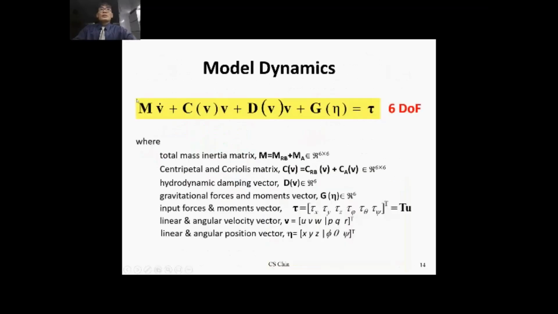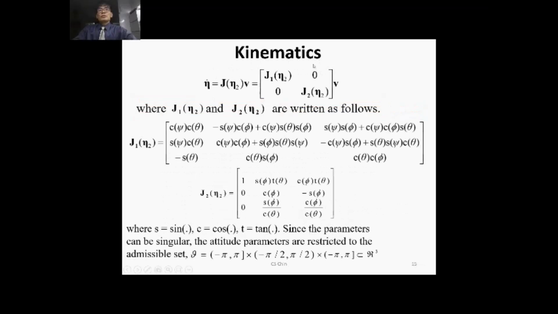So the model dynamics you can see from here, alright, is a 6 degree of freedom model. I'm not going to go very in-depth on that, but just take note that there's a total mass inertia matrix, centripetal and Coriolis matrix here, the hydrodynamic damping vectors, and also the gravitational force and moment vectors. So take note that 6 thrusters are being used to control the ROV in the 6 degrees of freedom, so it's an actuated system, and you have the linear and angular velocity vector v and linear angular position vector eta, as you can see from here. So the kinematics basically helps to determine the transformation from the body fixed to the Earth fixed, and J1 and J2 are the transformations needed to do the conversions.